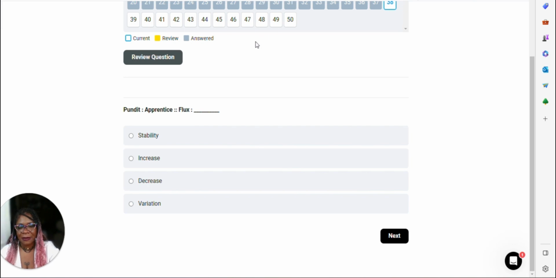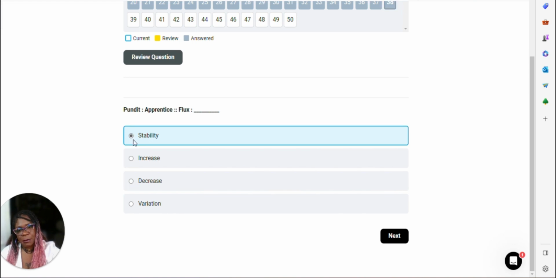Question number 38. Pundit is to apprentice as flux is to blank. Is it stability? Is it increase? Is it decrease? Or is it variation? So the answer for this one is going to be stability. And that's because pundit and apprentice are antonyms in the same way that flux and stability are also antonyms. Okay? They mean the opposite.